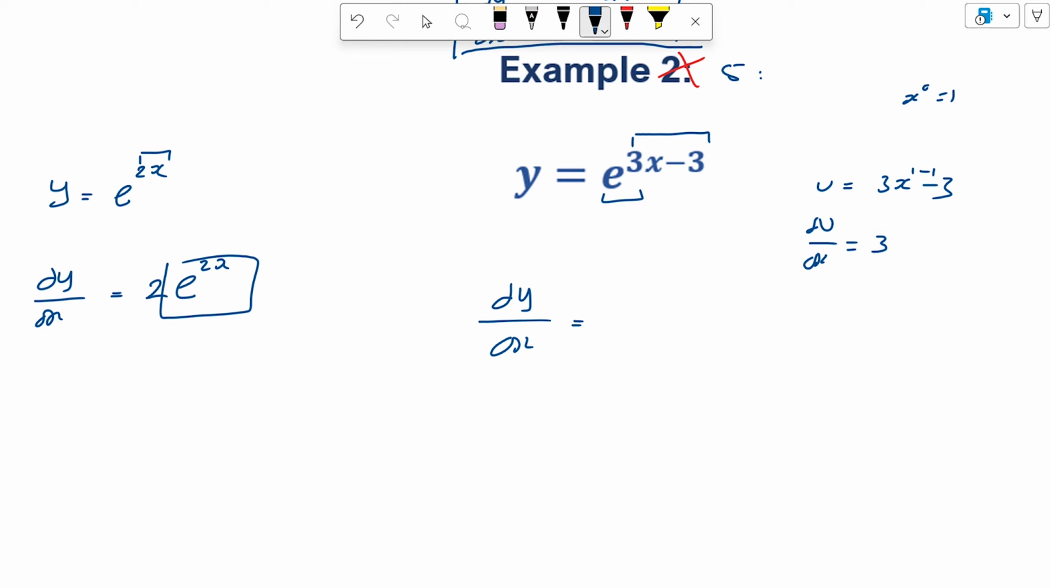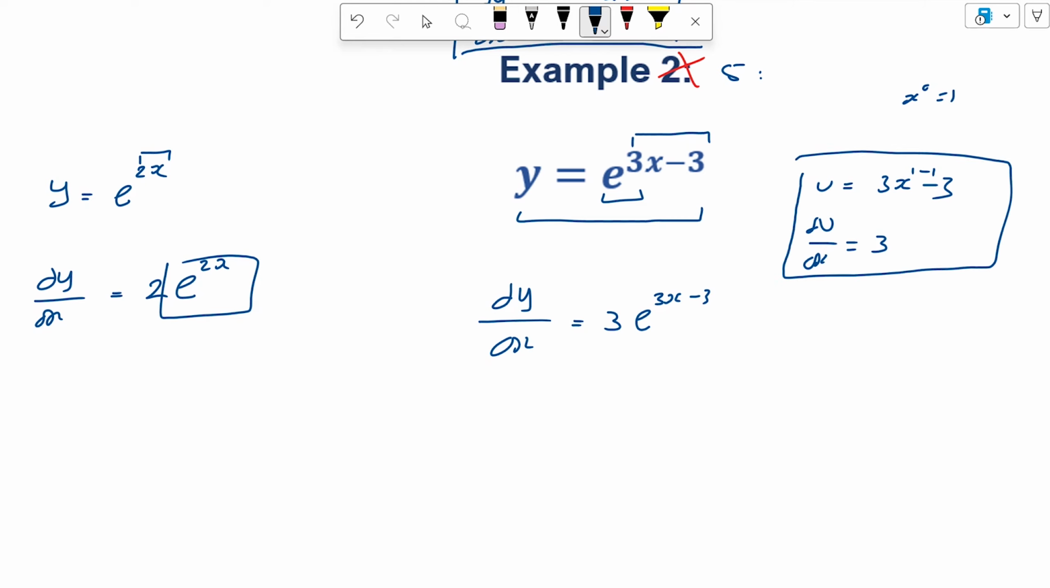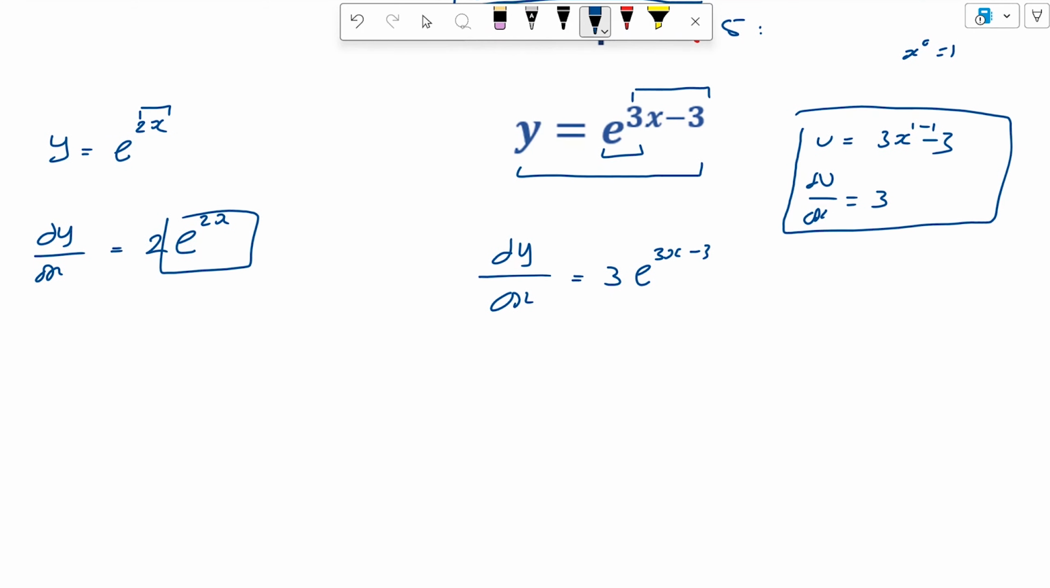Therefore, the dy over dx of this is going to be 3e^(3x minus 3). That's it. I know because I explained this thing over here, it kind of makes it look a bit more bulky, but once you start to get a hang of doing this differentiation in your head, it's really straightforward.